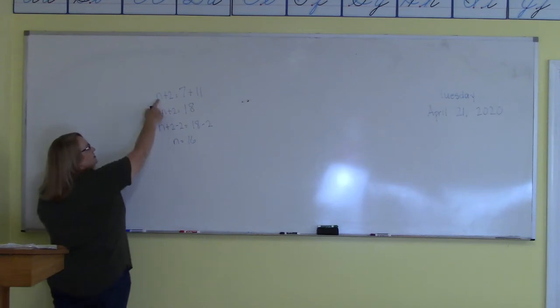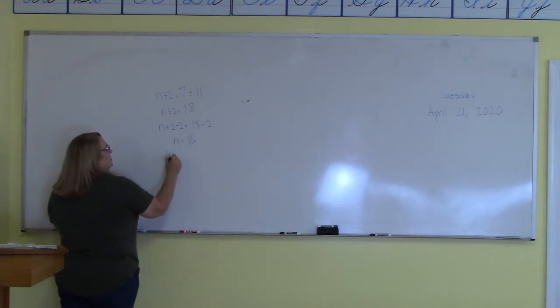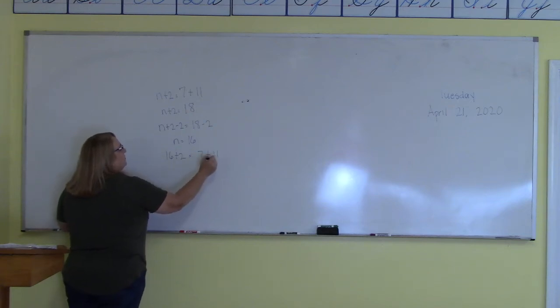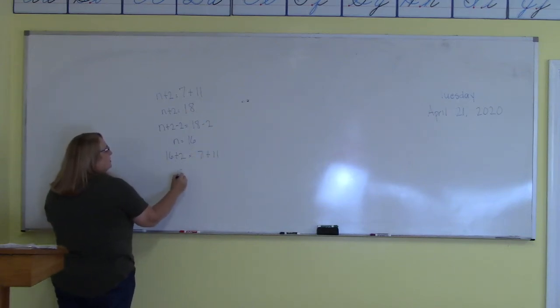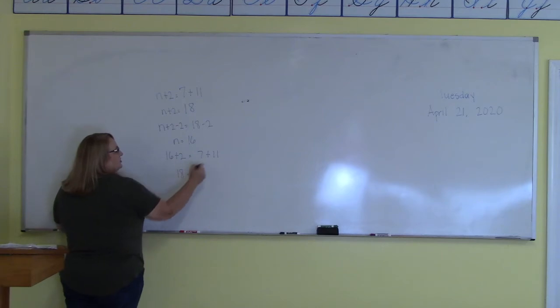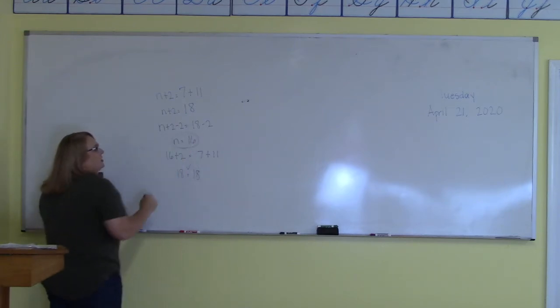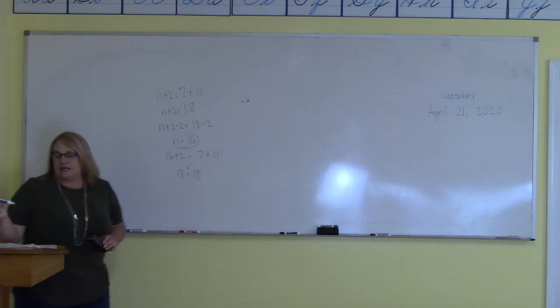Now plug in 16 where you see n. 16 plus 2 equals 7 plus 11. 16 plus 2 is 18. 7 plus 11 is 18. So this is equal. So n equals 16.